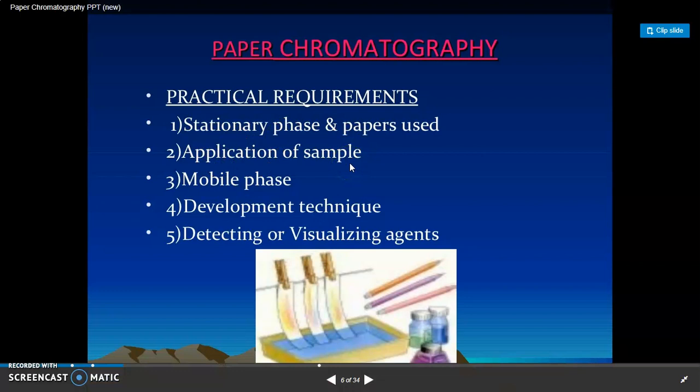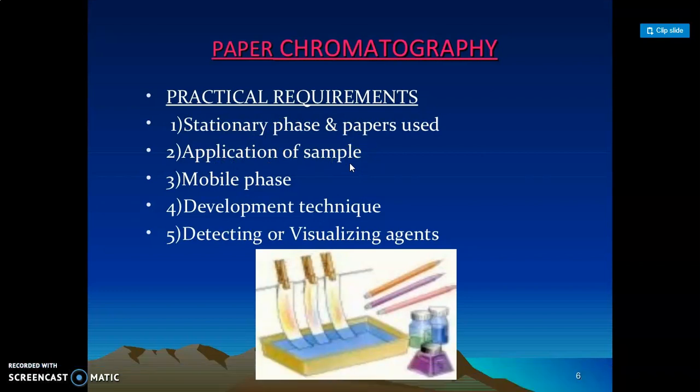I told you the other day, the sample can be a liquid or a solid. If it is a liquid, it is applied directly on the paper using a capillary tube. If it is a solid, then you have to use some solvent to dissolve that sample, and then apply it using a capillary tube.